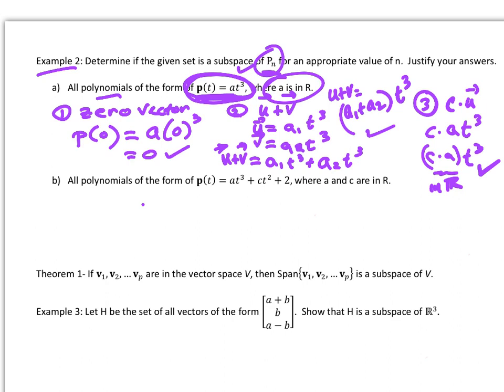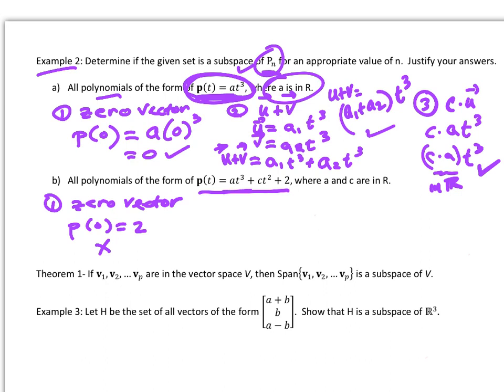All right, let's try B, polynomials of this form. And if one of these fails, then we're done. We're saying that this is not a subspace of the set of all polynomials. So let's do the 0 vector. With the 0 vector, if I go P of 0, we're going to get out 2. And that doesn't work, so we're done. We don't have the 0 vector in here.